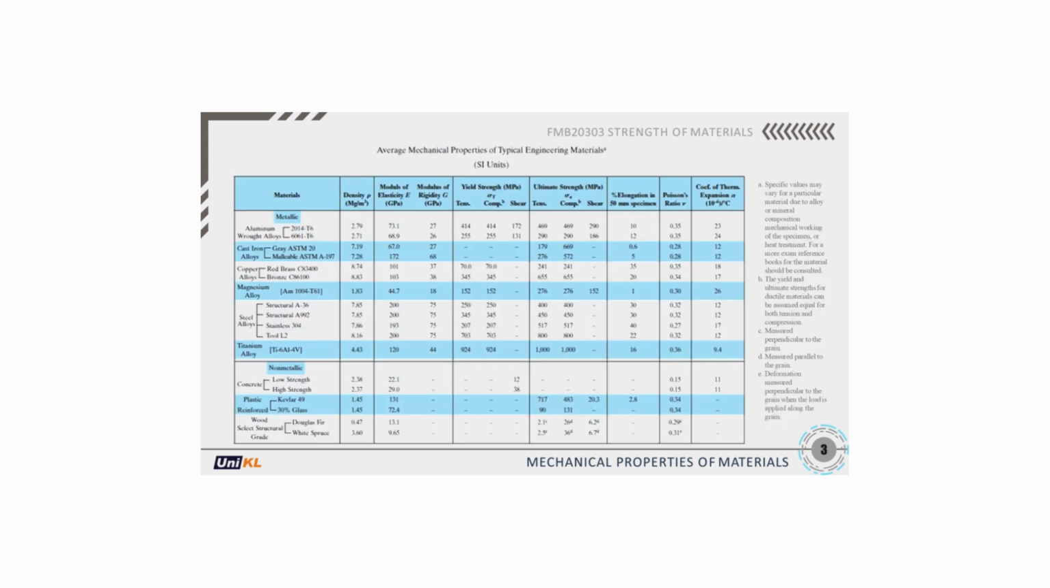Specific values vary with composition and processing. For ductile materials, yield and ultimate strengths are often taken equal in tension and compression. For wood, properties and deformations are reported relative to grain direction, parallel versus perpendicular.